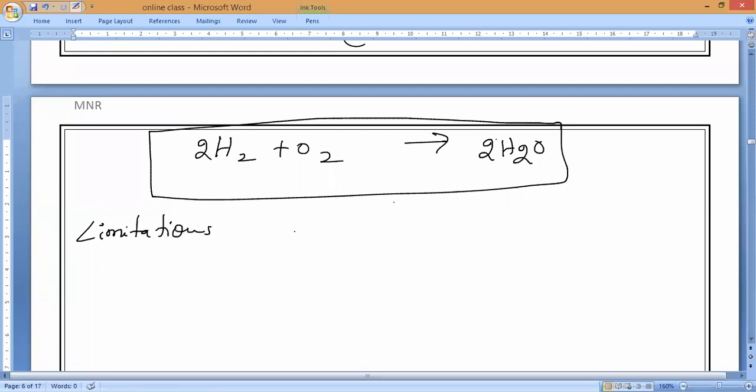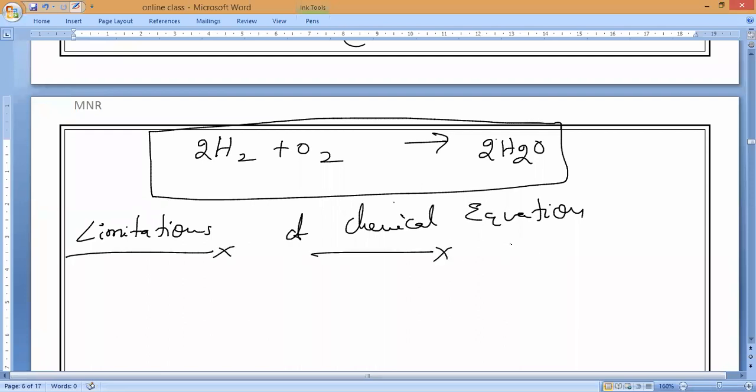What do limitations mean? Limitations means disadvantages. Understand? So if I write only a balanced chemical equation, still I have some problems. That is what we'll discuss now.